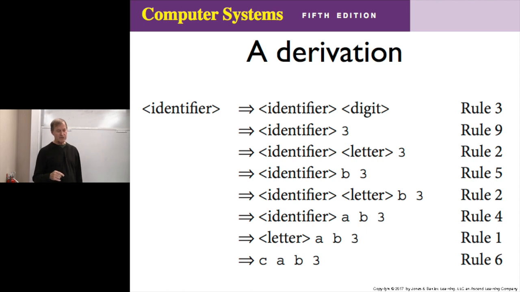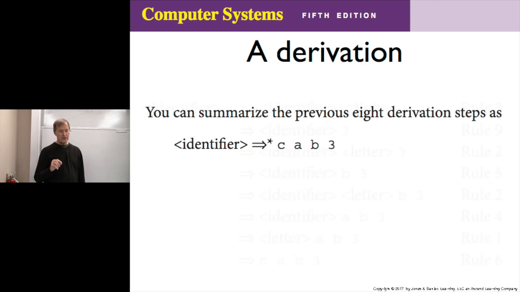And then we have this other symbol, derives with an asterisk. That means derives in zero or more steps. That's kind of like a closure operation. So you can summarize the previous eight derivation steps as identifier derives in zero or more steps, CAB3. All right, now does everybody see how derivation works? You just substitute in. Okay, so let's do another example.